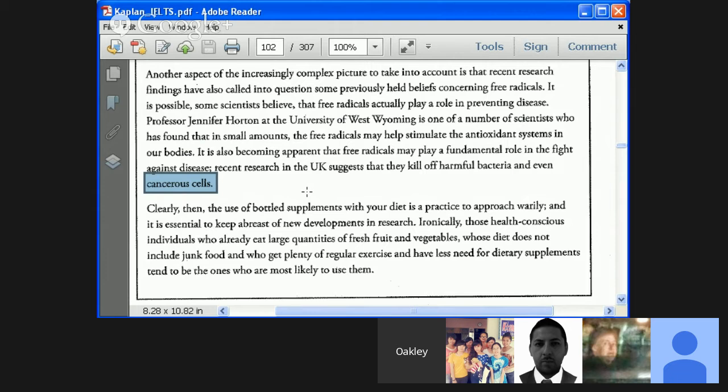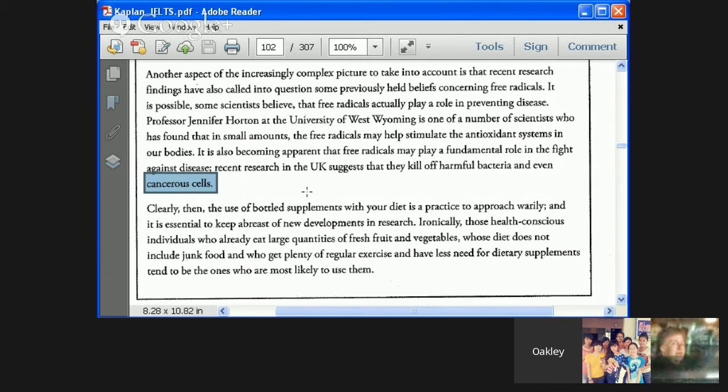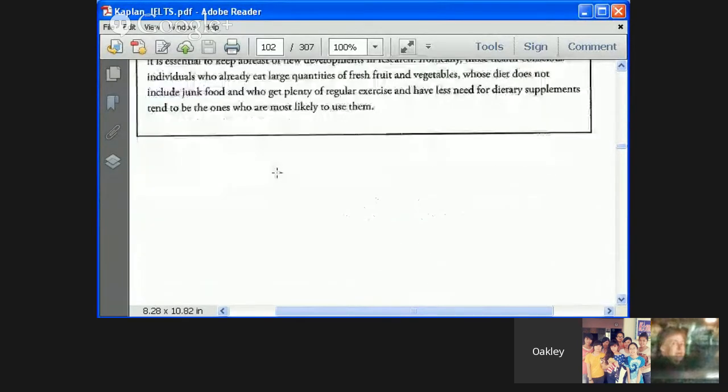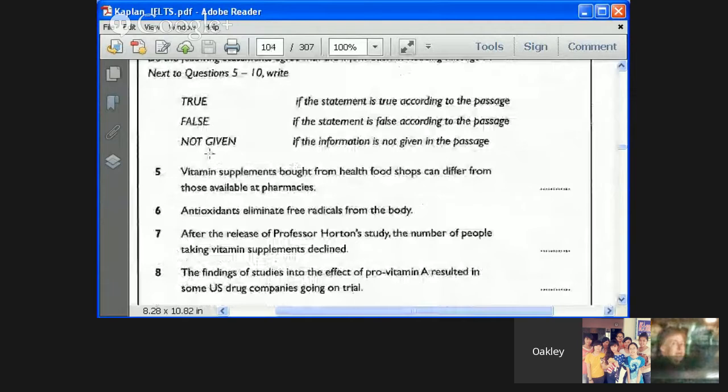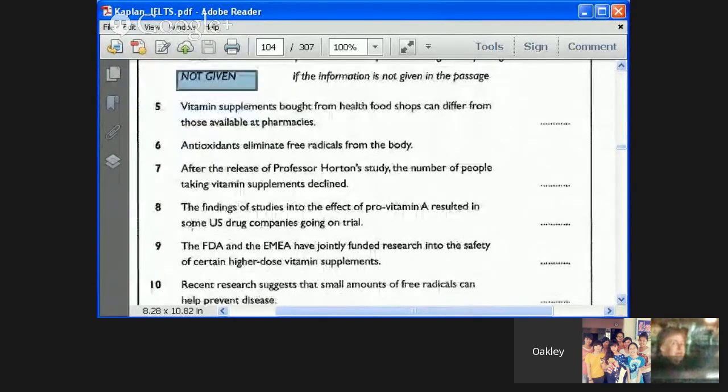I think that's not mentioned. I think there's absolutely nothing about supplement sales after her study. Absolutely not there. In other words, we cannot answer the question that we formed. We just simply cannot answer it. If you form a question where the answer is true and there's no way you can answer that question, well, then that's a not given. That is when you know you've got a not given.